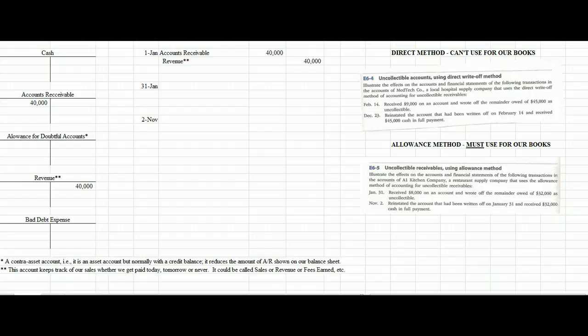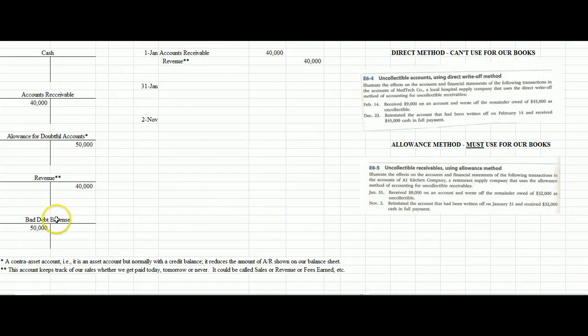Exercise 6-5 uses the allowance method, which is the one we have to use. We have to match our expenses and our revenues. So in the period we make our sales, we have to make an estimate of how many of those sales we won't collect. For example, let's pretend in this example, it doesn't give us this data, but let's pretend that we estimated our bad debt expense at $50,000.